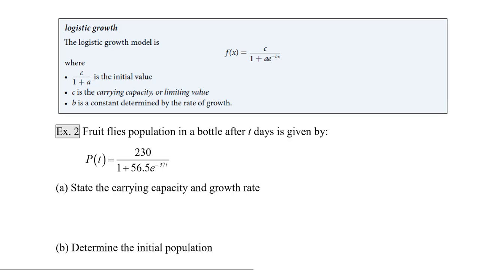Now we're going to talk about logistic growth. Logistic growth models a growth that for a period of time grows exponentially but gradually has to reach a maximum value, which we call the carrying capacity. Right here is the general equation for logistic growth. The value in the numerator is the carrying capacity, and b is a constant determined by the rate of growth.